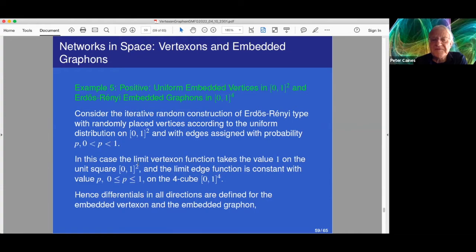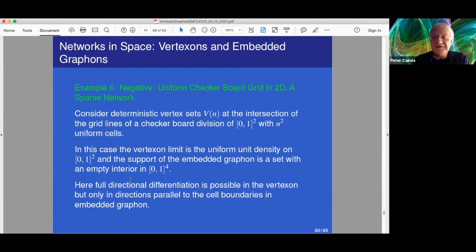So then what happens to the limit vertexon function simply takes value 1 on the unit square, and then the corresponding embedded graphon in the 4-dimensional space will have the intensity P throughout the cube. So now we've got our two limit objects, both of course not particularly complicated functions, both are flat, one value 1, one value P. Okay.